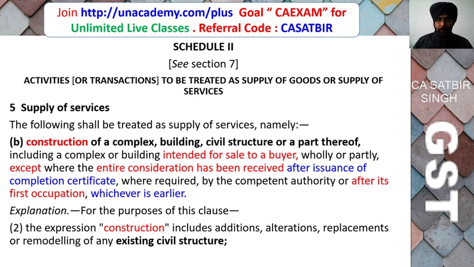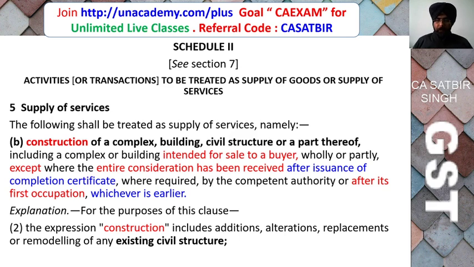So construction of a complex, building, civil structure or part thereof, including a complex or building intended for sale to a buyer. If it is intended for sale to a buyer, then wholly or partly, whether fully or partly, except where the entire consideration has been received after issuance of completion certificate. So the builder has made a building and he received the consideration after the completion certificate of the building, then that amount will not be chargeable to GST. But if before completion of the building he received any amount, then it will be chargeable to GST.